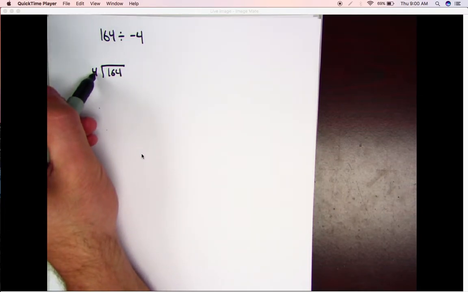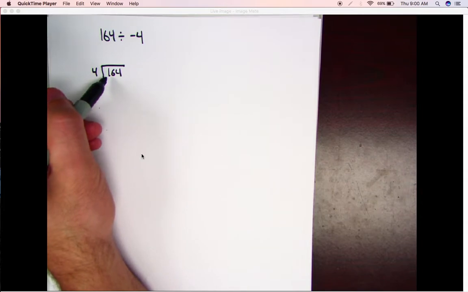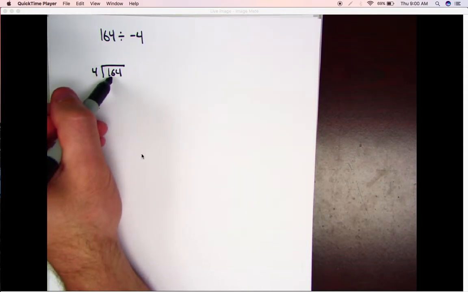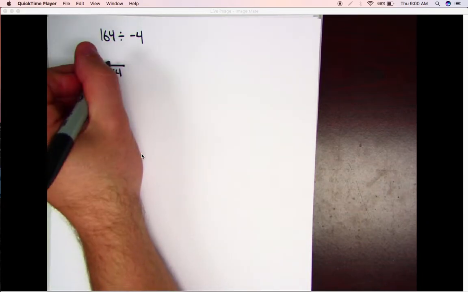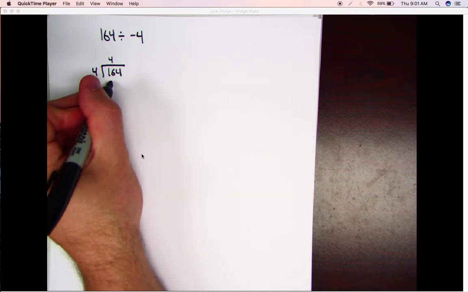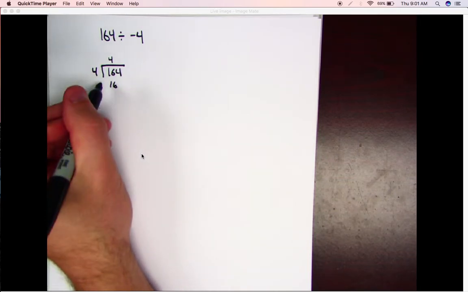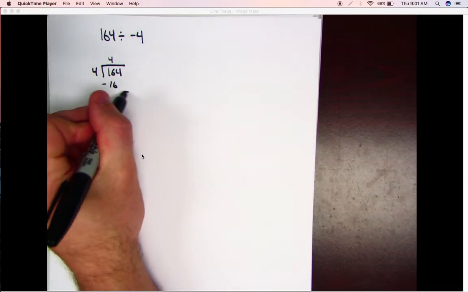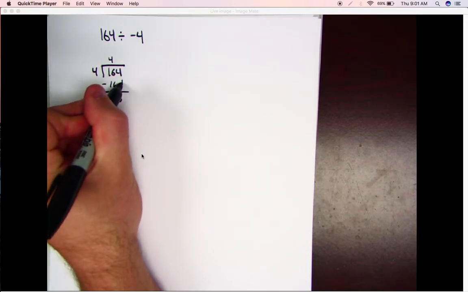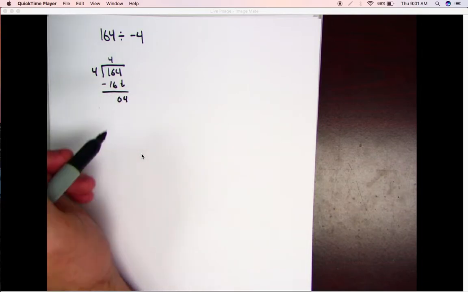So how many times does 4 go into 1? Well, it can't. So now we look, how many times does 4 go into 16? It goes into it 4 times. So 4 times 4, well, that gets us to 16. Then we change signs. 16 minus 16, well, that gets us a 0. And then we bring down the 4.